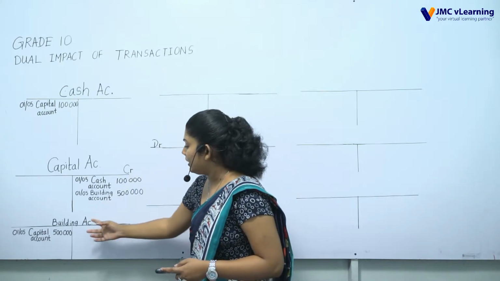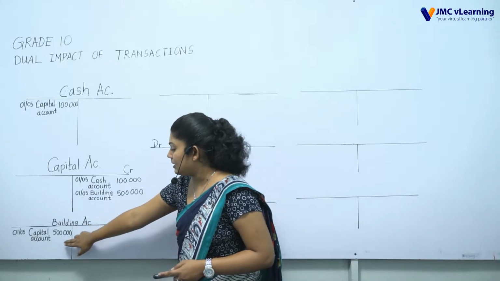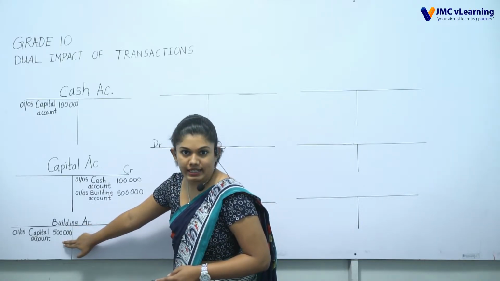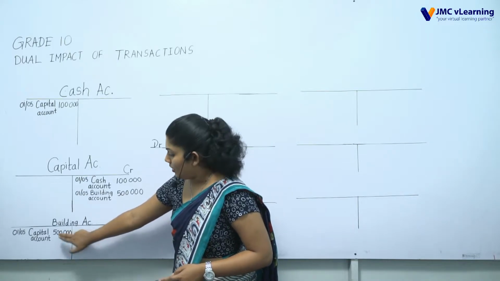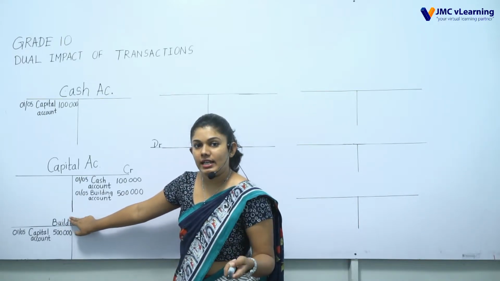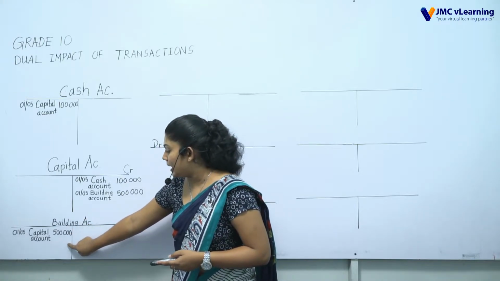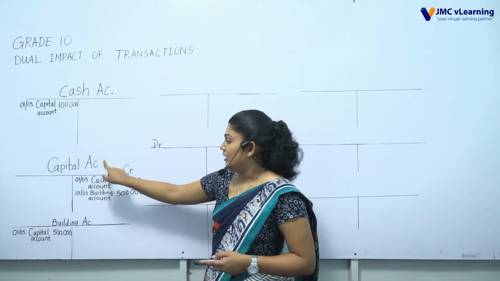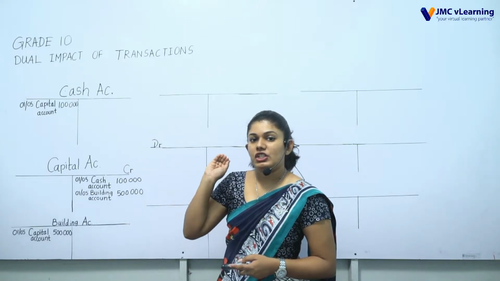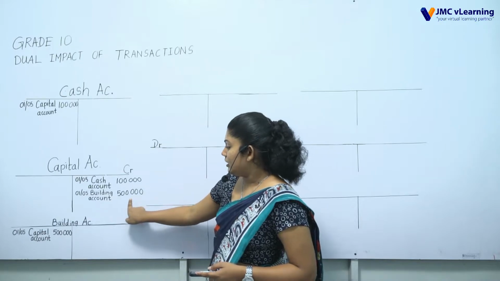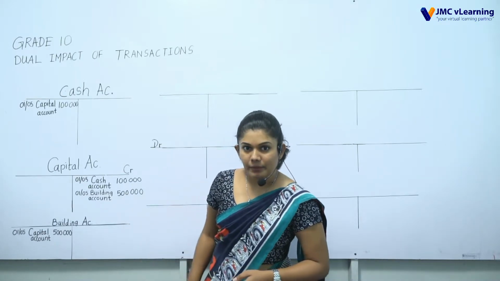Therefore, this building account is debited by 500,000, asset increased, debit. Building, which is an asset, increased, therefore we record it in the debit side, and capital, which is equity, when increased we record it in the credit side.